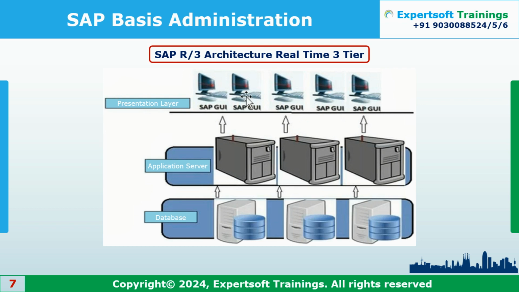So now here comes the three-tier architecture, which is very common and very basic right now. To understand Basis, we need to understand this architecture. Okay, so what is SAP GUI? First, the first layer you can see is the presentation layer. Presentation layer means SAP GUI. SAP GUI is the application by which you log into your SAP application. Are you getting my point? GUI means graphical user interface.